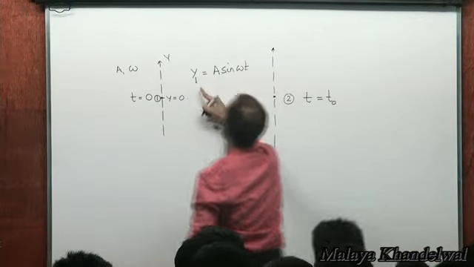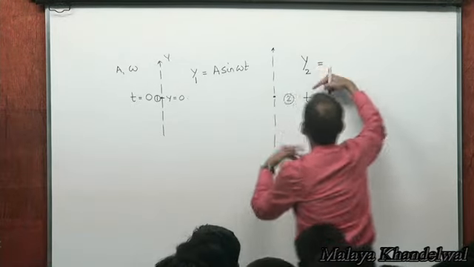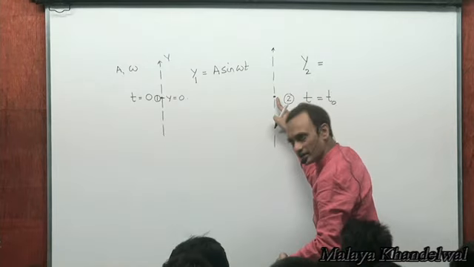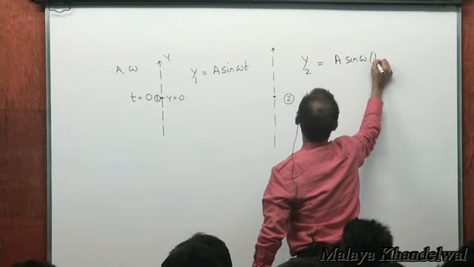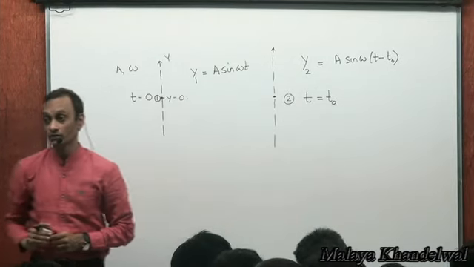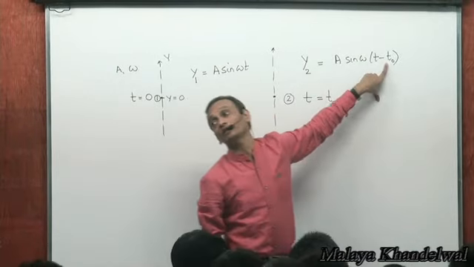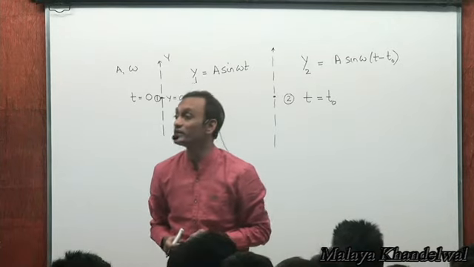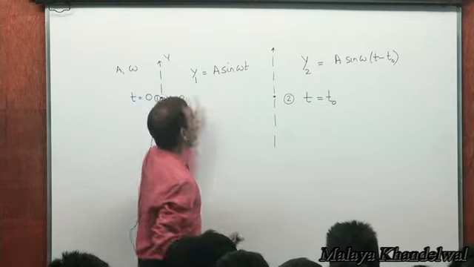Let's say this was the description of motion of particle 1. Then particle 2 executed motion, y2, meaning its displacement in the y direction referred to y equal to 0, would be A sine omega times (t minus t naught). Yes or no? Would you buy this from me? Its motion starts because at t equal to t naught, its y is 0. That's what happened. How many of you are okay with this idea? You're all okay? So that's the difference in motion.